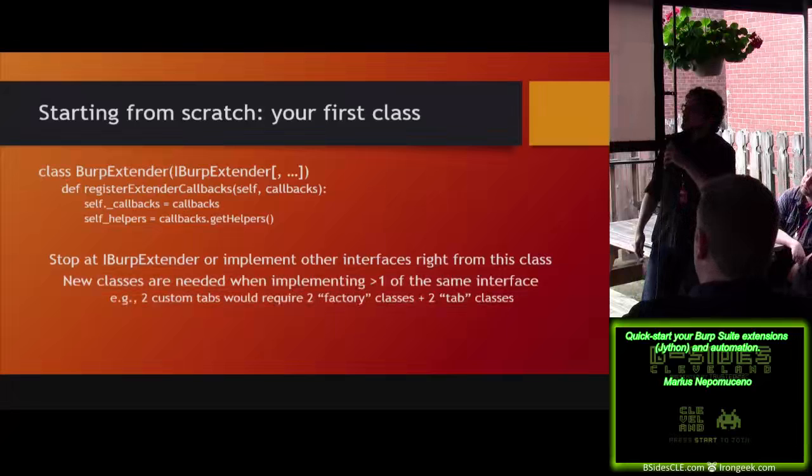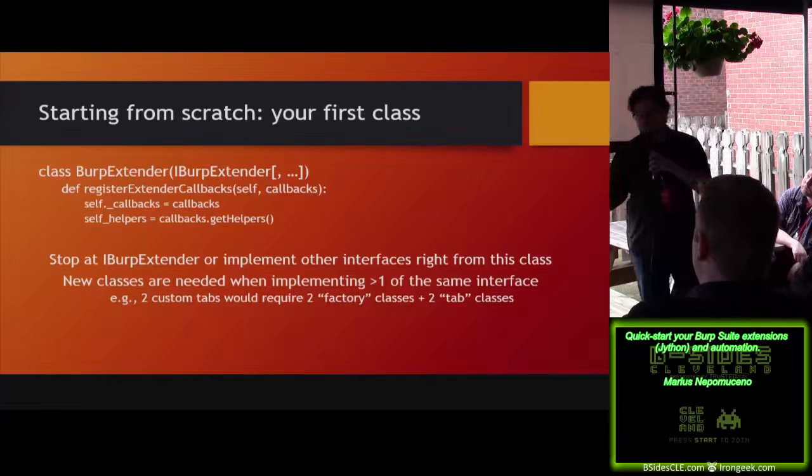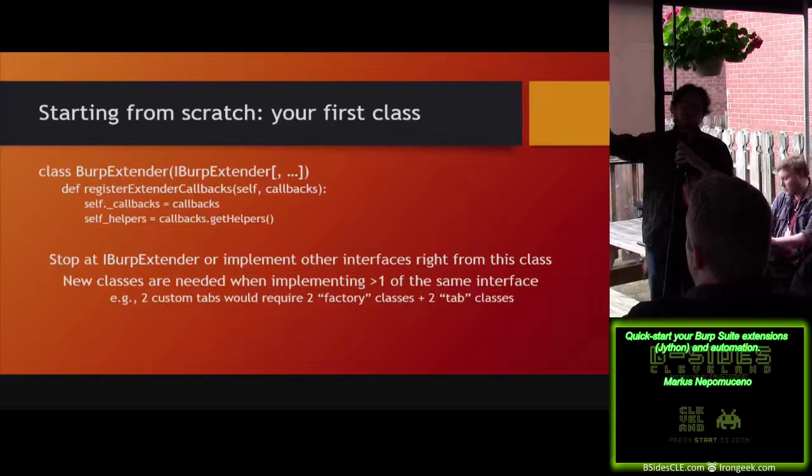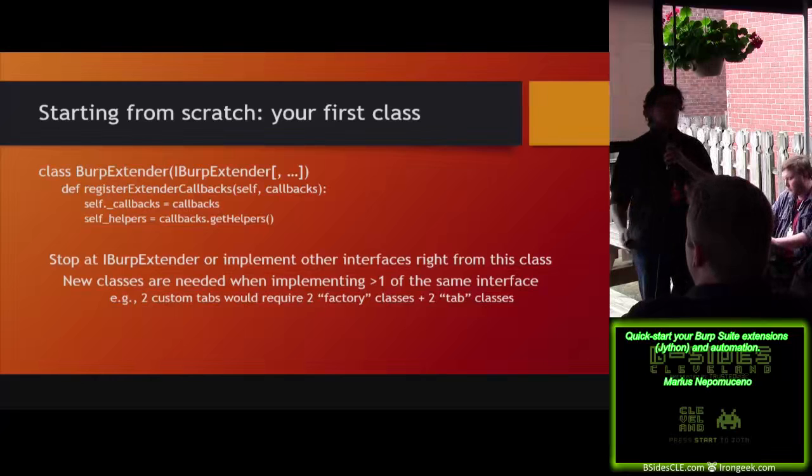New classes are needed if we're going to implement more than one instance of an interface. So for example, if your extension is going to include two custom tabs that you're going to create in the Burp UI, you cannot implement the message editor tab factory inside the Burp extender class, because that will only give you access to one tab. You have to actually create a new class that implements the message editor tab, and then you can create as many new classes as you want that also implement the message editor tab.